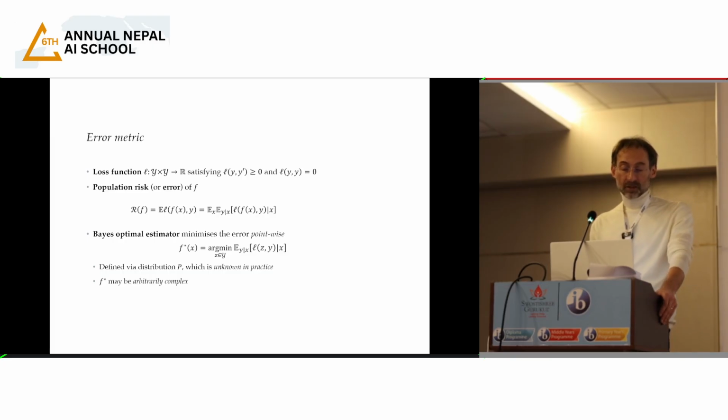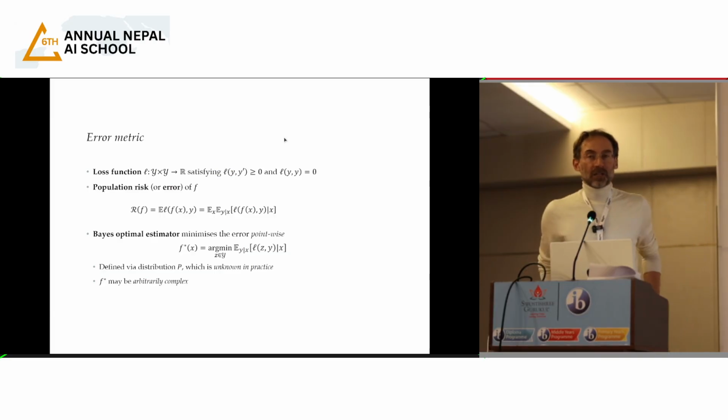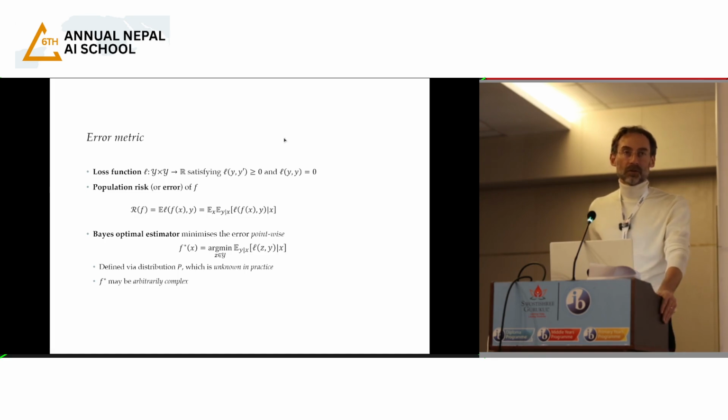And of course this is only a hypothetical thing. You cannot really compute it in practice because it's defined through this distribution P, which is unknown in practice. And also the f star, this optimal estimator, the way that it depends on x can be arbitrary. So it can be a crazily behaved function. So it's not necessarily something that you want to deal with.